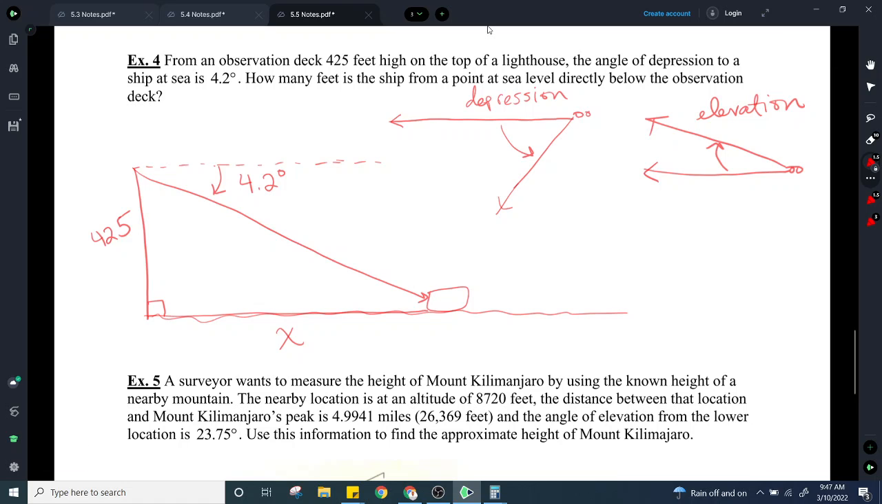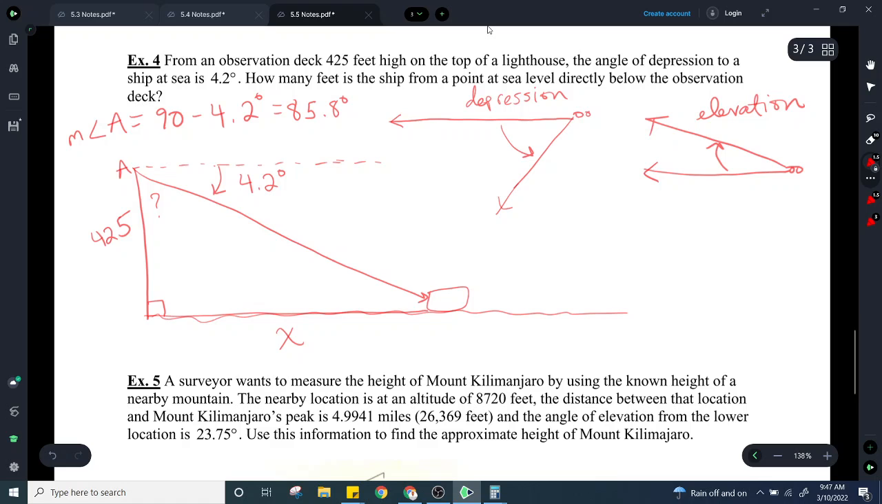What we know is the angle of depression is 4.2 degrees, but within the triangle there are a couple of different angles I can work with. This angle here is easy to find because it's the complement of the 4.2 degrees. Remember what a complement is. We'll call this angle A. The complement of 4.2 degrees would be 90 minus 4.2, which is 85.8 degrees. That would be this angle right here.